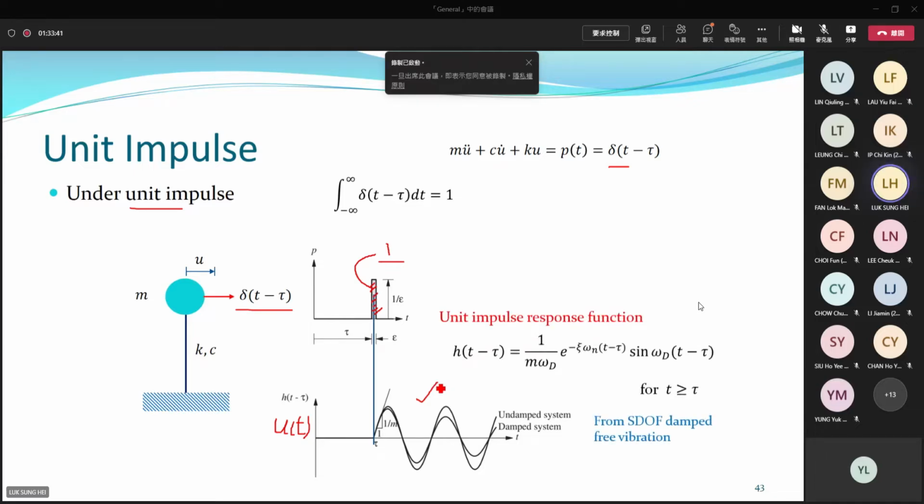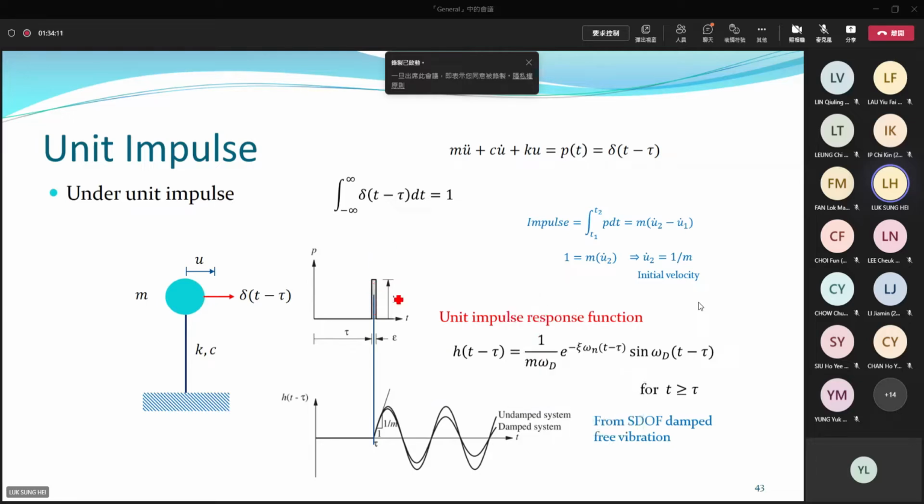Unit impulse response. By solving the equation, we found that the unit impulse response, u, is equal to 1 over m omega d, where omega d is the damped frequency, times an exponential function, times a sine function. How to solve this problem? Actually, this problem can be solved using the response of free vibrations.